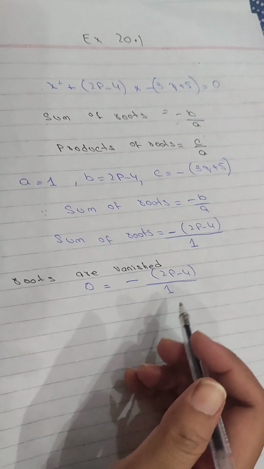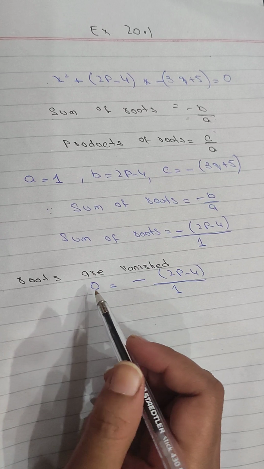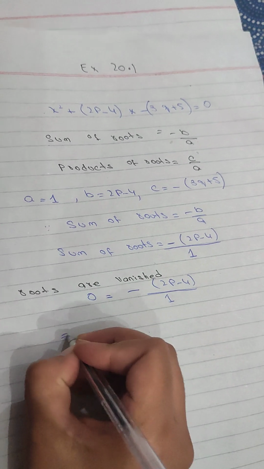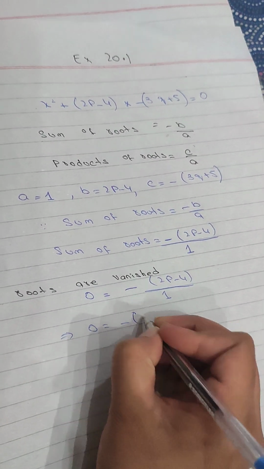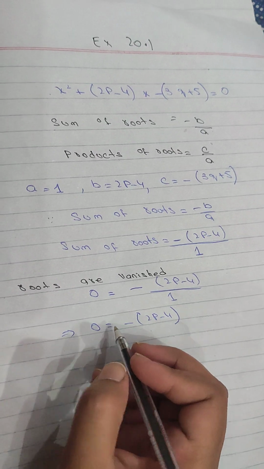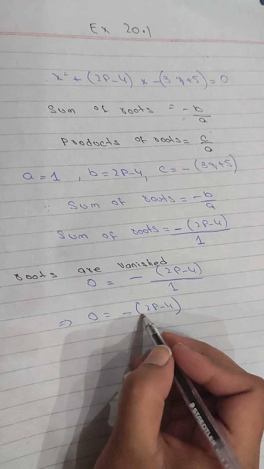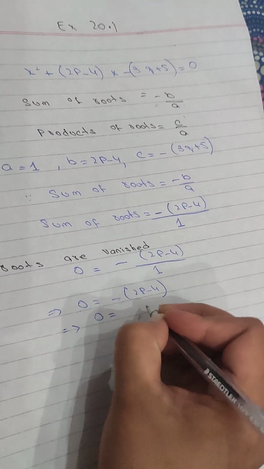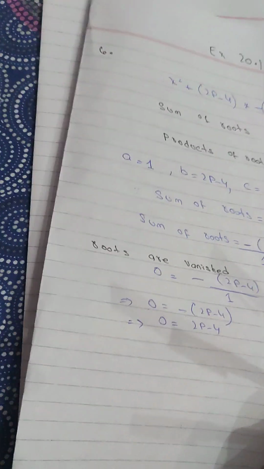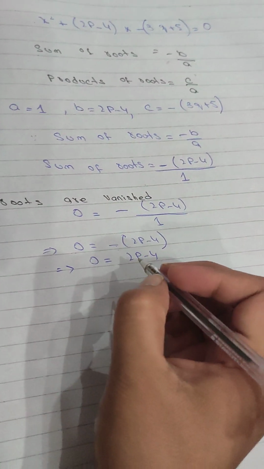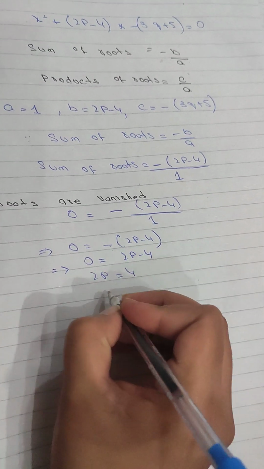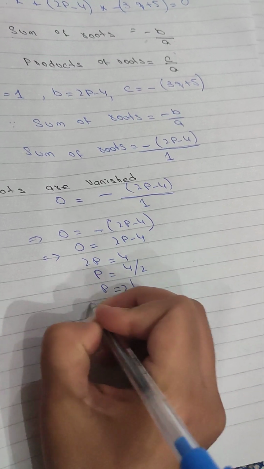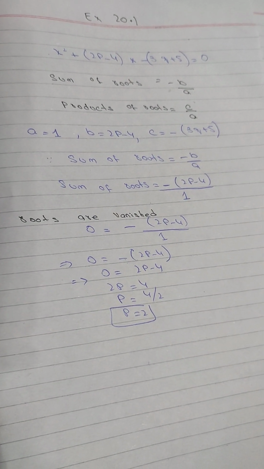Now from here you can find the value of p. 1 is dividing here. When you shift it to the left side, it will be multiplied with 0, and any number multiplied with 0 gives 0. So it will be 0 equals minus 2p minus 4. Now again minus is multiplying with the bracket. If you shift it to the left side, it will be 0. So 0 is equal to 2p minus 4. From here you can find the value of p easily. How? 2p is equal to 4, and after dividing 4 by 2, the value of p is equal to 2. By sum of roots we have found the value of p.